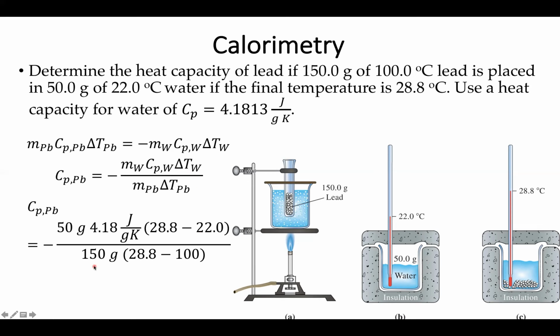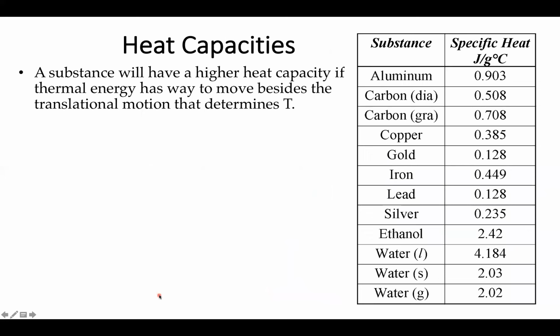So then for the denominator, I've got 150 grams of lead, and my final temperature is 28.8, and my initial temperature is 100. So I can go ahead and plug in all these numbers, and lo and behold, we have the specific heat capacity of lead of about 0.133 joules per gram Kelvin. And it is worth noting that a lot of our specific heat capacities are going to go in between these kind of two regimes. Water is one of the higher specific heat capacities, and most of the metals end up being fairly along these lines.